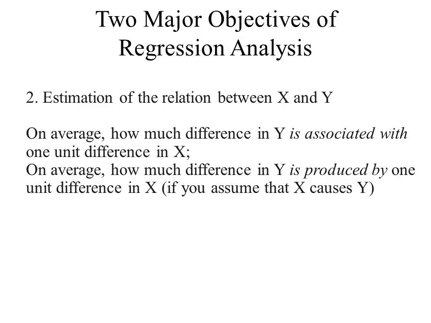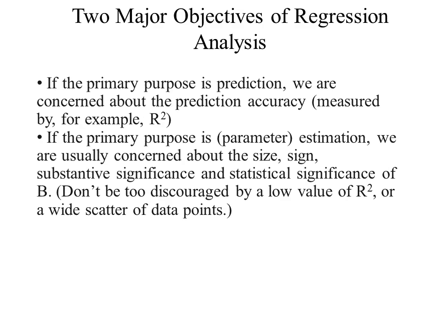The other major objective of regression analysis is estimation of the relation between x and y. The regression coefficient of x indicates, on average, how much difference in y is associated with 1 unit difference in x. If you assume that there is a causal relation between x and y, and x causes y, then the regression coefficient of x may be considered to show, on average, how much difference in y is produced by 1 unit difference in x.